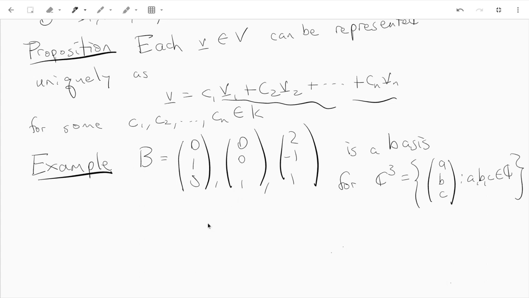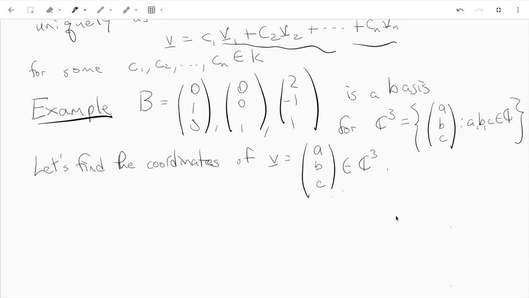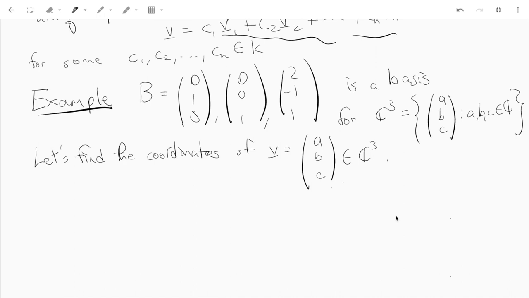Let's find the coordinates of a vector V, and my vector V is just going to be an arbitrary vector. This means solving an equation.